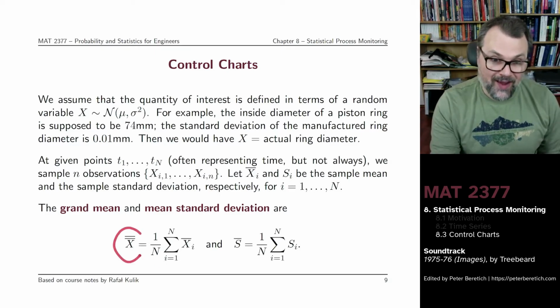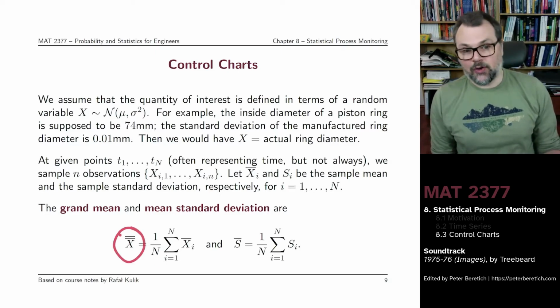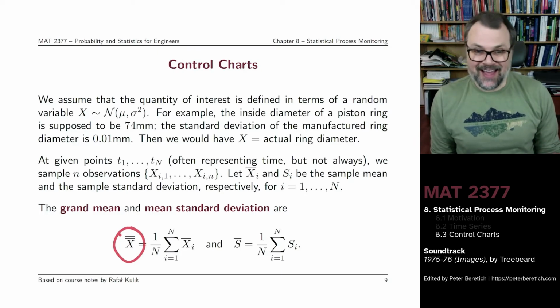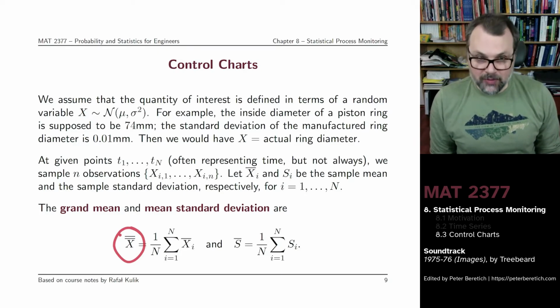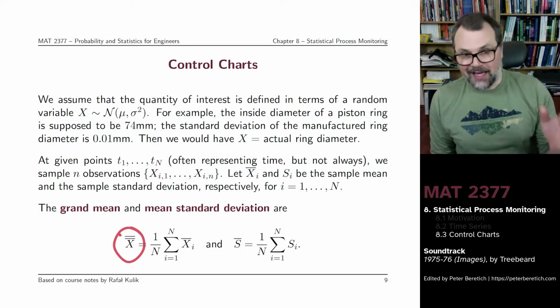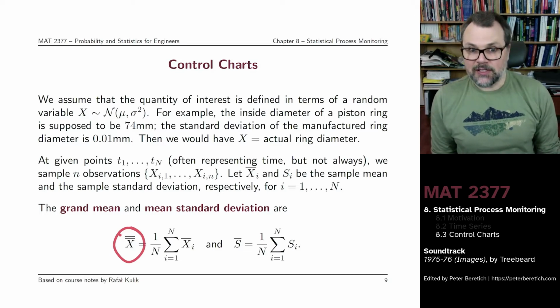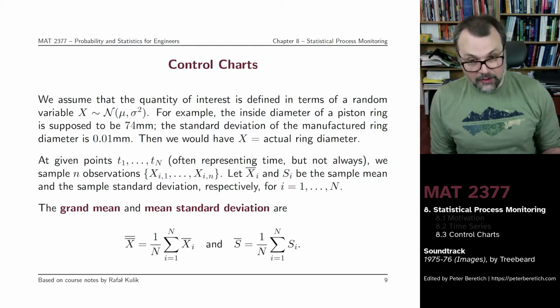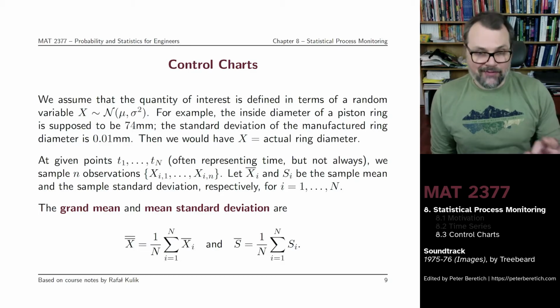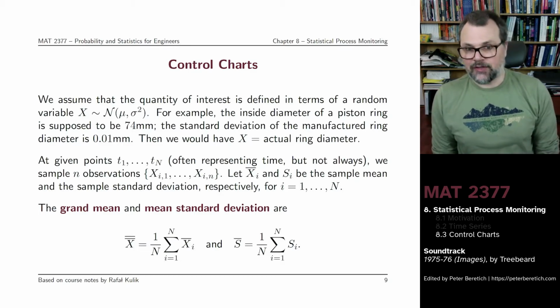So you have the grand mean, which is typically denoted by x bar bar. It is the average of the sample means at each of the capital N time indices or locations. It's an average of averages. And you have S bar, which is, careful here, the average of the sample standard deviations.